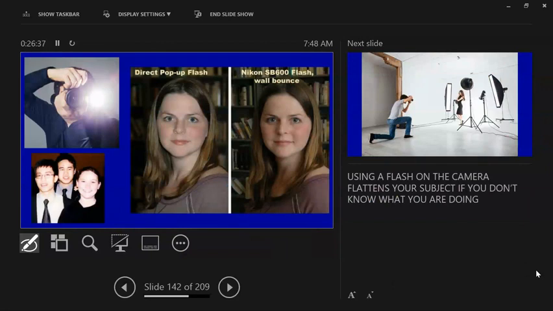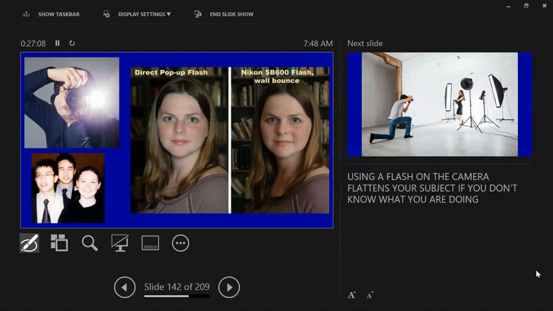So when you take a picture of somebody and use a flash, that means that the light is coming from the viewer to the subject and back. And that washes out any shadows. That's the point of a flash on a camera, is to wash out the shadows. And it makes everybody look flat. Whereas if you have your light source to the side, it creates shadows and it makes the people look more rounded.